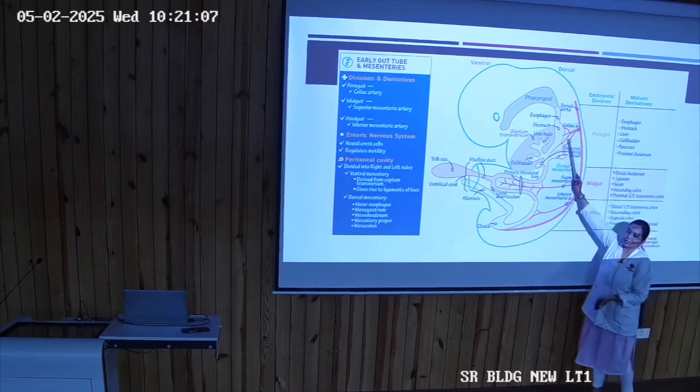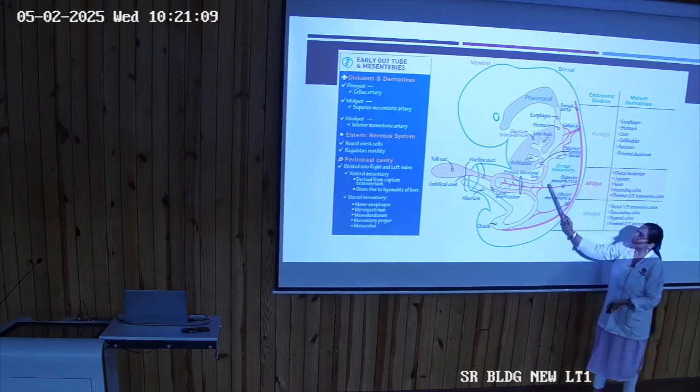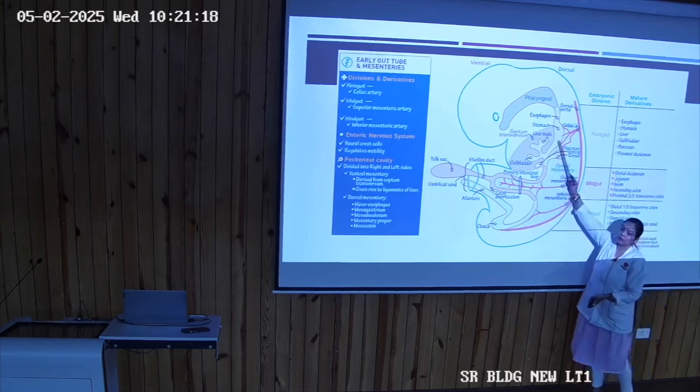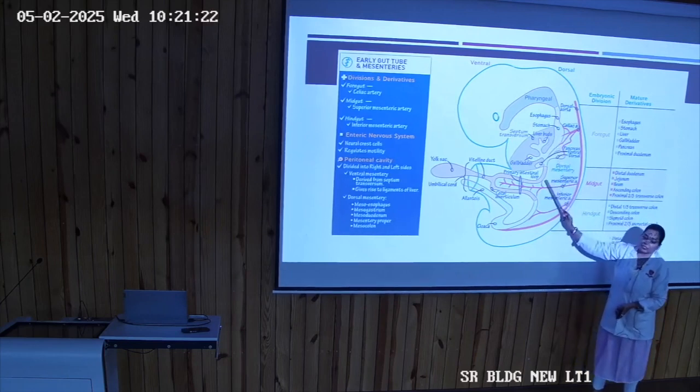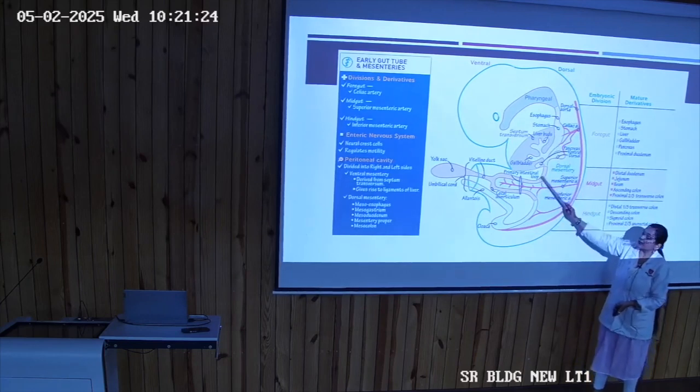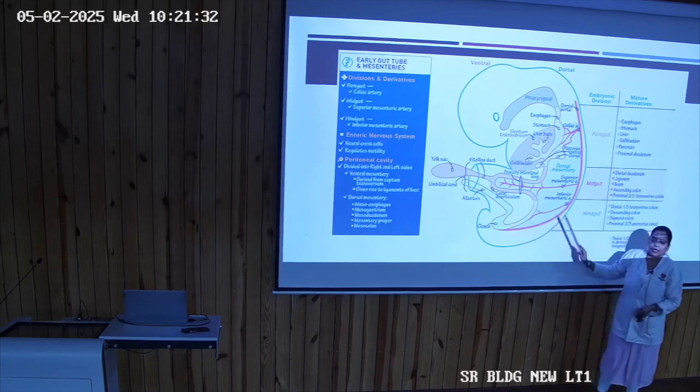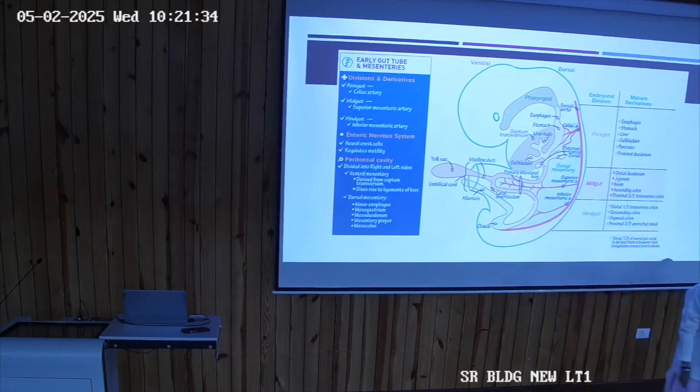Foregut is supplied by the celiac trunk, midgut is supplied by the superior mesentery, and hindgut is supplied by inferior mesentery. All the parts that are derived from the foregut will be supplied from the celiac trunk. The parts which are derived from the midgut are going to be supplied by superior mesentery, and the part derived from this hindgut is going to get supply from the inferior mesentery.